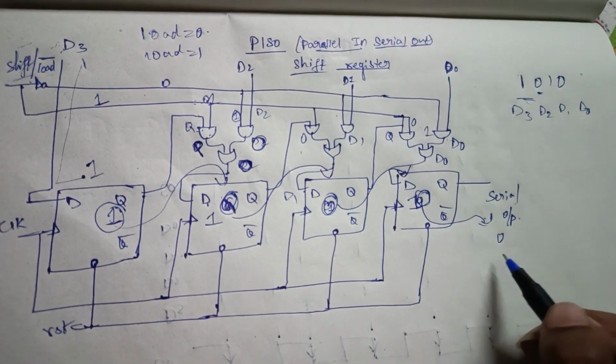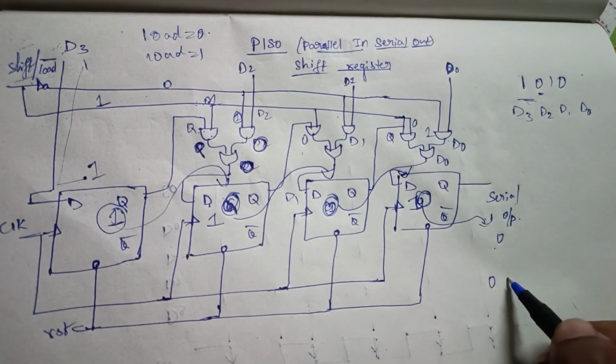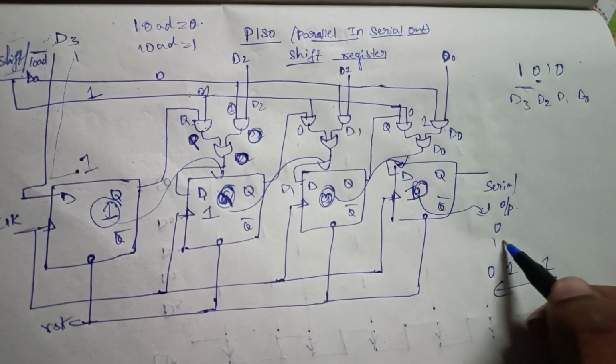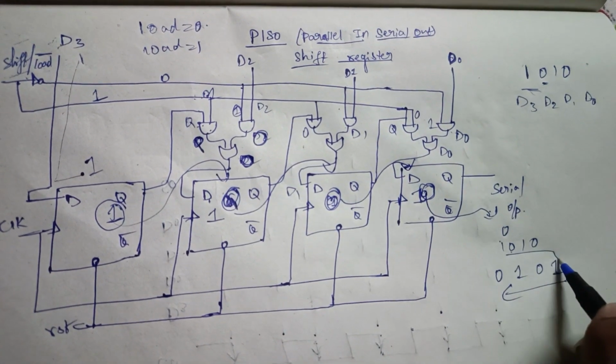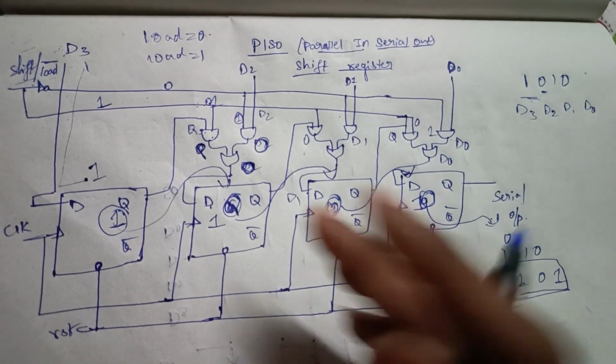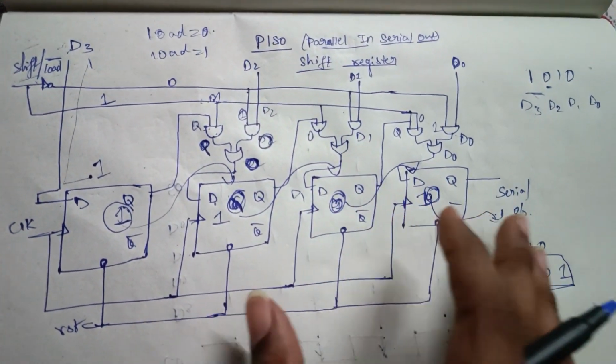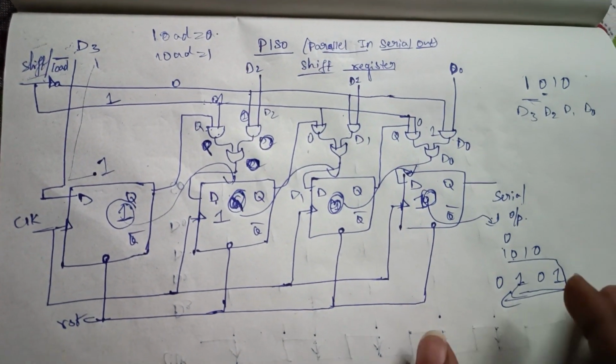Now how will the output come? First 0 will come, then 1, then 0, and then 1, in the reverse manner. We are giving the input as 1 0 1 0, and it will come out in reverse manner as 0 1 0 1. In this way the load and shift operations will be performed in the parallel in serial out shift register. We can see these output waveforms.